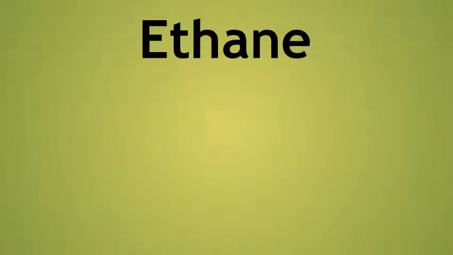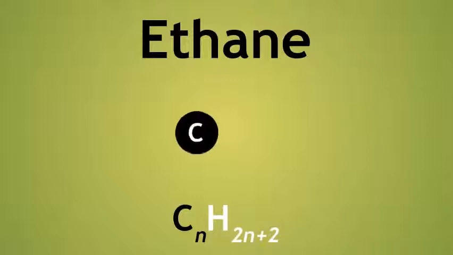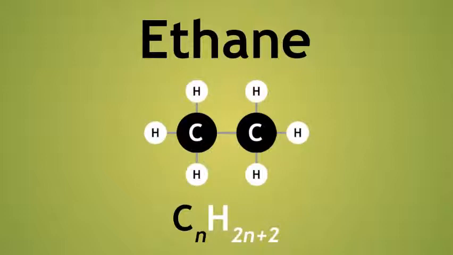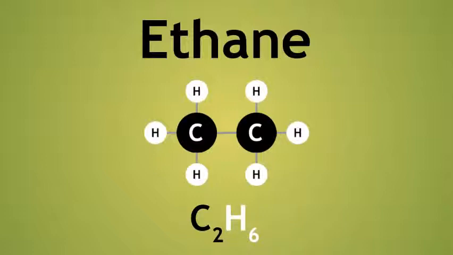Let us look again at ethane. Using the formula CnH2n+2, where n represents 2 for the 2 carbon atoms in ethane, we can see that the number of hydrogens will be 2 multiplied by 2 equals 4, plus 2 equals 6. So 6 hydrogens, C2H6. Using this, we can find the molecular formula of other alkanes.